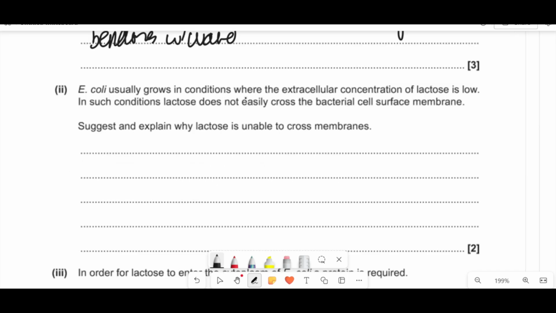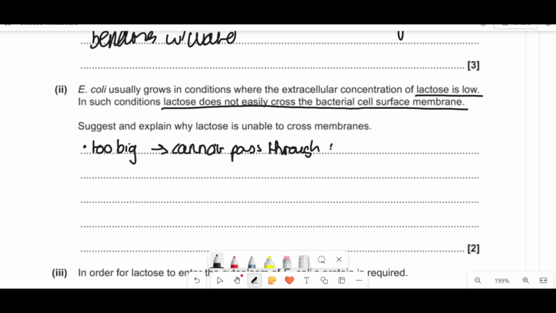So it says E. coli usually grows in conditions where the extracellular concentration of lactose is low. Fine. In such conditions, lactose does not easily cross the bacterial cell surface membrane. It asks you to suggest and explain why it's unable to do that. So you need to think in your head why. Generally speaking, the reason we have to use facilitated diffusion for glucose and stuff is that it's too big. So in this case, it must be too big as well, and therefore it cannot pass through the phospholipid bilayer.